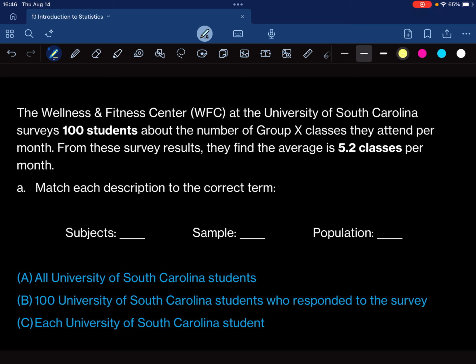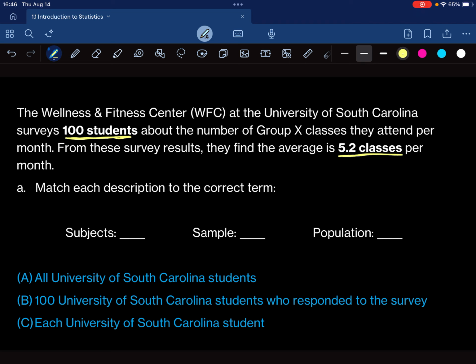I put in bold these couple of things that we want to pay attention to. Number one, that they surveyed 100 students and that they found an average of 5.2 classes per month. Those things are going to come in handy a little bit later as I do the problem. What I want to do is match each description of a subject, a sample, and a population to these definitions down here.